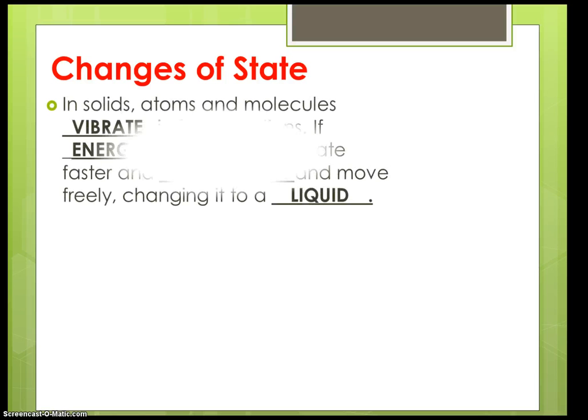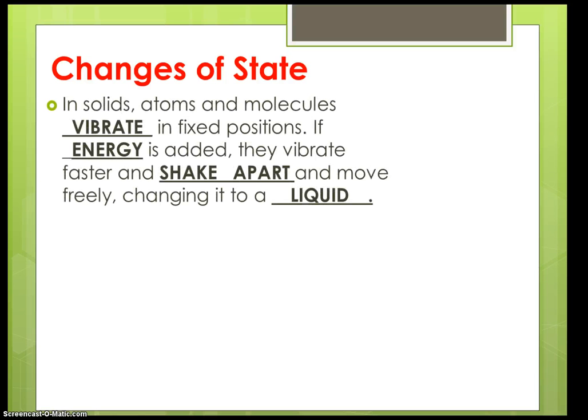Changes of state. So what happens? Why do we have water that goes from a solid to a liquid, or from a liquid to a gas, or even back again? Well, in solids, atoms and molecules vibrate in fixed positions. Remember we talked about at the beginning that molecules are always in motion. When energy is added to these molecules, they vibrate faster and they shake apart, and they move freely, changing it from a solid to a liquid.